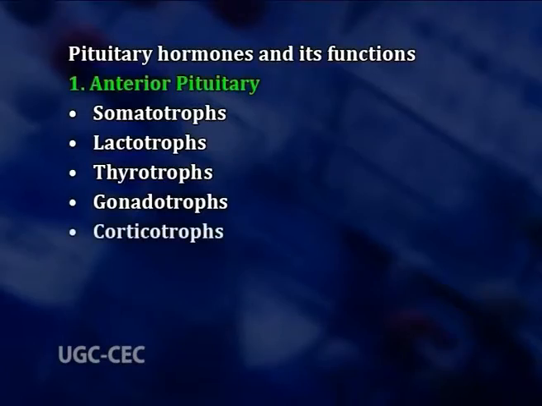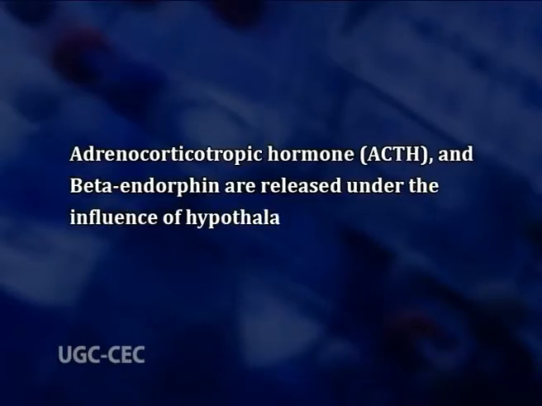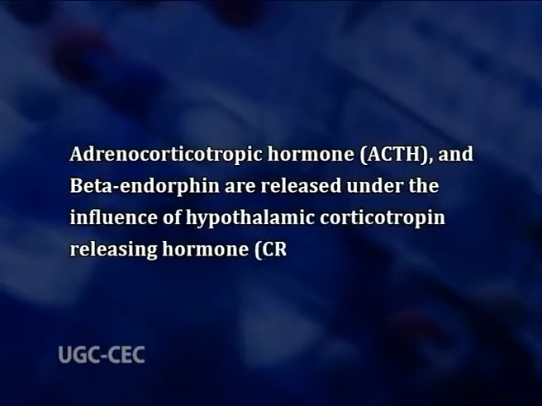Fifth type is corticotrophs. Adrenocorticotropic hormone, that is ACTH, and beta endorphin, are released under the influence of hypothalamic corticotropin releasing hormone, that is CRH. ACTH is released in response to stress and controls the secretion of corticosteroid hormones from the adrenal gland.